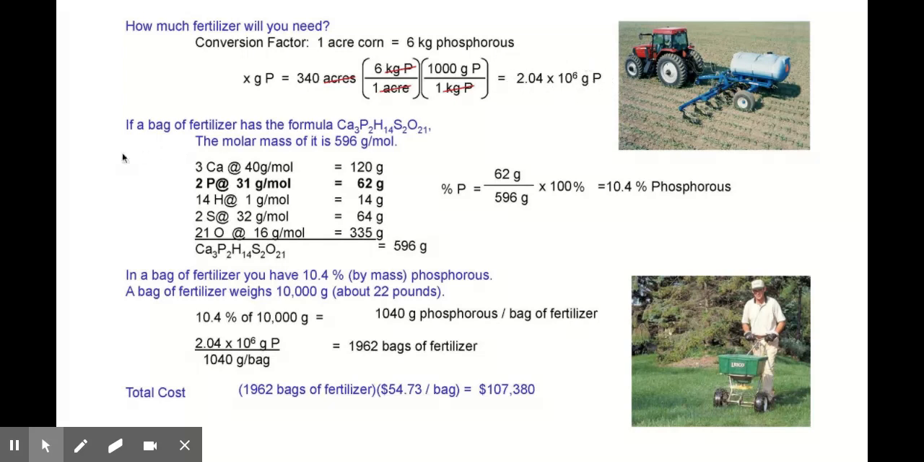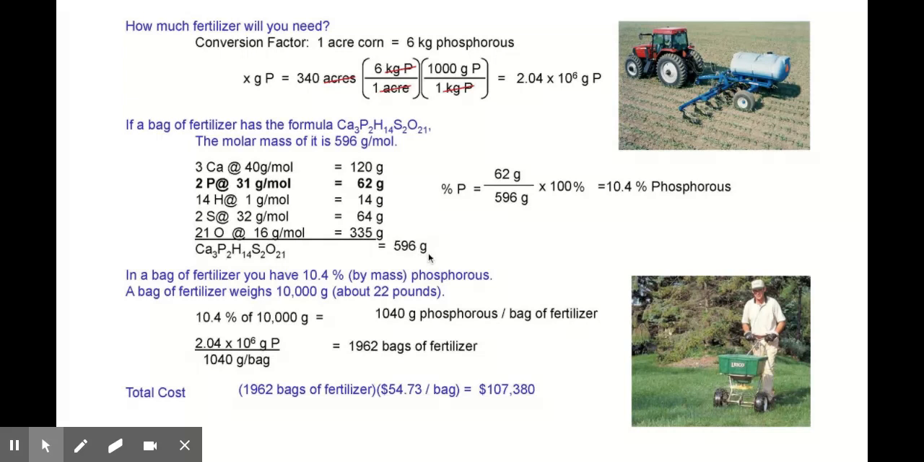So if a bag of fertilizer has this formula, the molar mass is going to be 596 grams, and you guys know how to figure out the molar mass. We're just adding all of this up. If you have 3 calciums, and they're each 40 grams, you have 2 phosphorus, each of those are 31 grams. I'm getting this from the periodic table. These are rounded quite a bit here, but that's okay for this type of problem. So here you have all the individual masses of all of the elements within this formula, and then you would add them together to get a total of 596 grams.